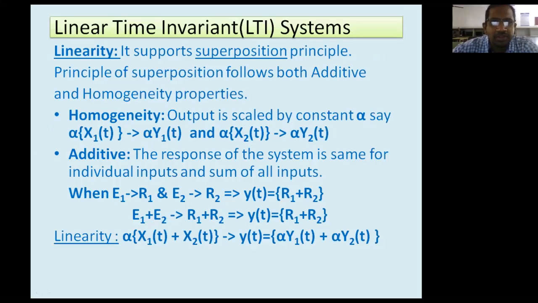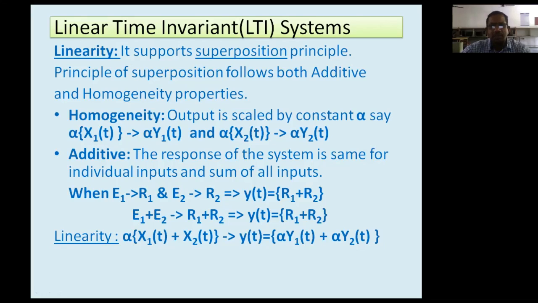Now let us move on to another important topic, called linear time invariant systems. Here we have two terms involved. One is the linearity term, and the other is the time invariance term. Now what is linearity? Linearity supports the superposition theorem. We already discussed the superposition theorem in the very beginning chapters of electrical technology. The same kind of theorem we are going to employ here, which supports both additive and homogeneity properties. Now, what does the superposition theorem basically mean?